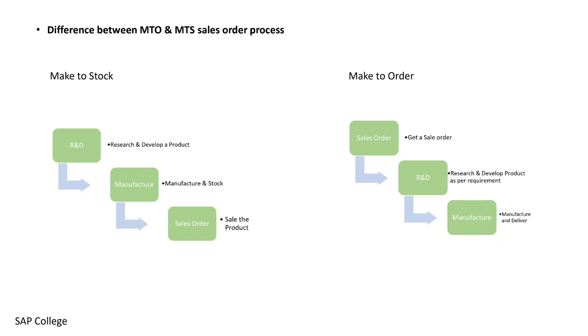stock. As we can see on the left-hand side of the slide, the life cycle of the product starts with R&D in the make to stock scenario, where the product is first developed and manufactured and then it is sold as per the requirement. On the other hand, there are companies which first receive the order and then do R&D to develop the product and manufacture it to fulfill orders.